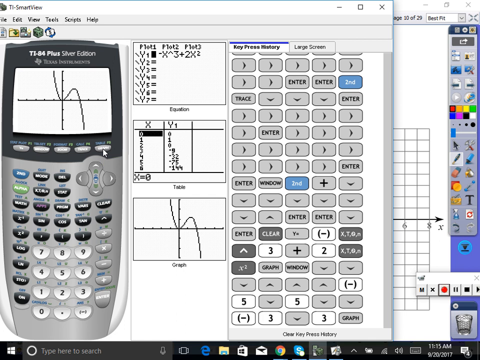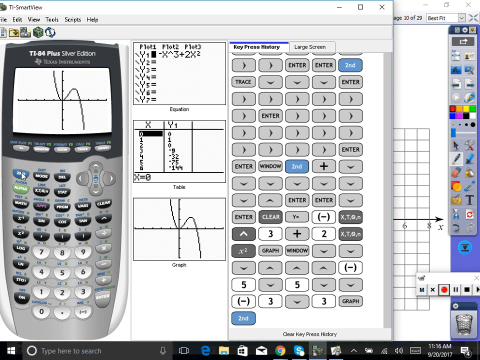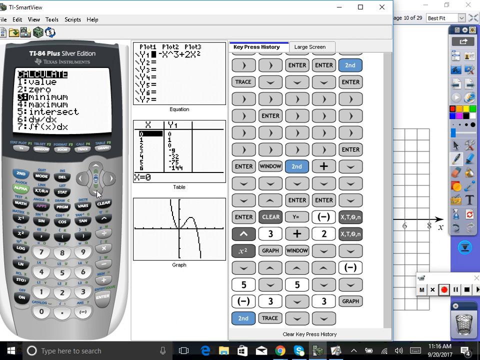Yeah, you just hit graph after you fixed your window. Okay, so now I'm going to have to find the min and the max. So we're going to hit second trace. Everybody following me? Second trace. Now you have to decide, do you want to find the min or max first? It doesn't matter, but you have to know what you're doing. So let's just find the min first.